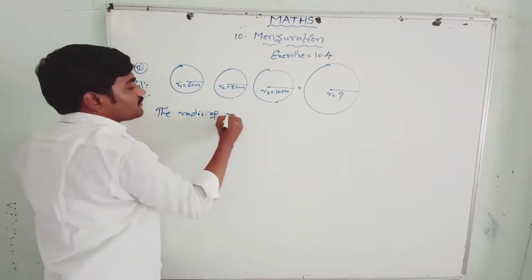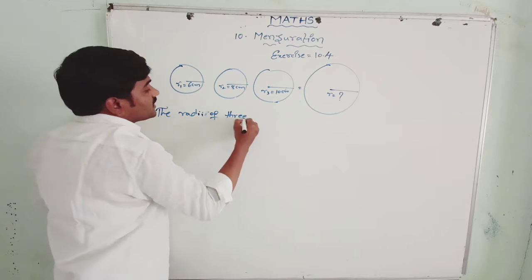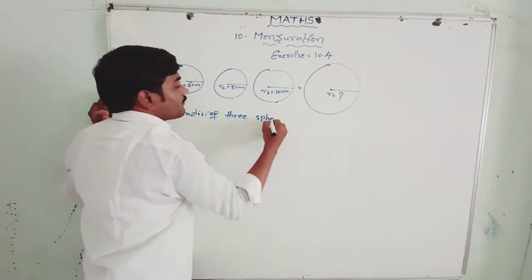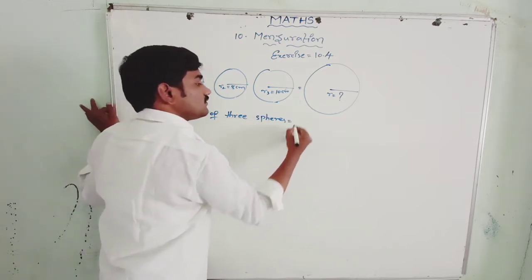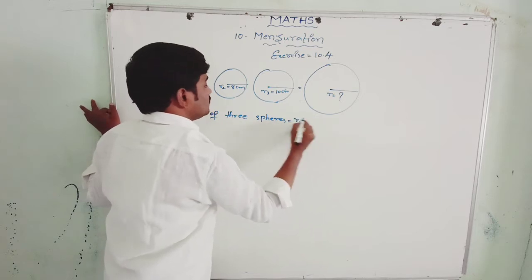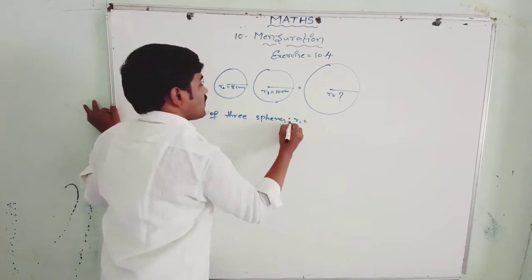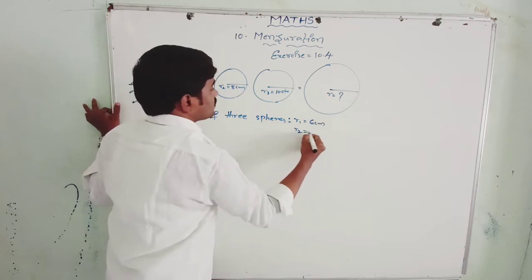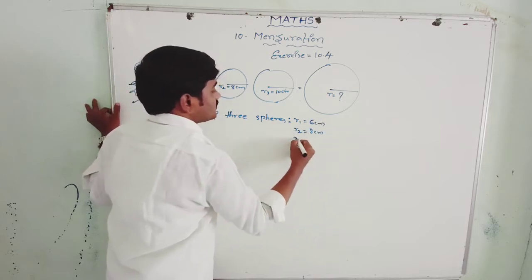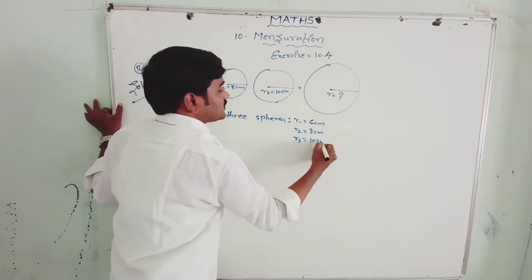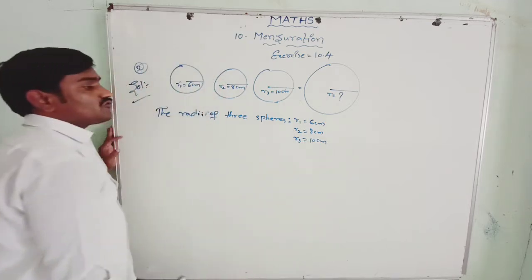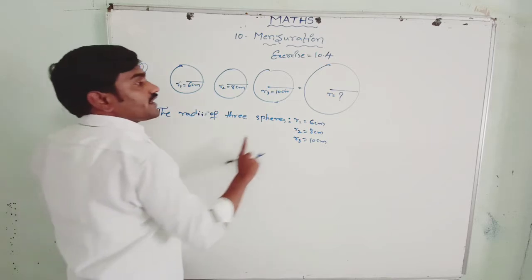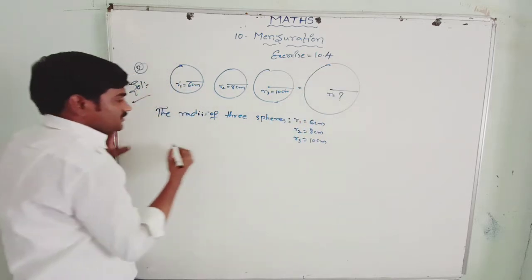Radii of 3 spheres are R1 equal to 6 centimeters, R2 equal to 8 centimeters, R3 equal to 10 centimeters. We have to find out the radius of the resulting sphere.